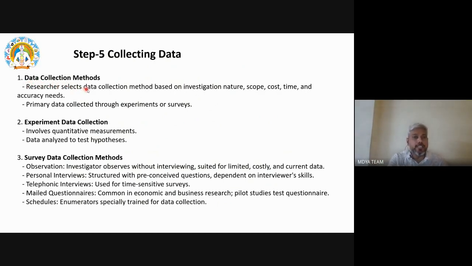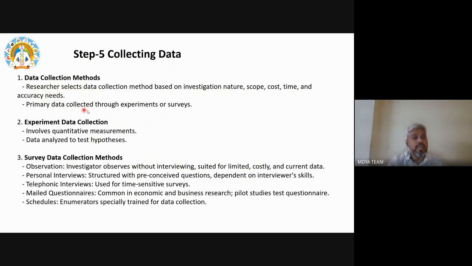First we will start with data collection methods. Collecting data is important after you have finalized sampling and prepared your synopsis. So now you discuss the collection of data: how will you collect data? The researcher selects the data collection method based on the investigation, meaning the kind of research you are picking, its nature, scope, cost, time, and accuracy. It all depends on your research. When you have decided it, you will start your data collection.